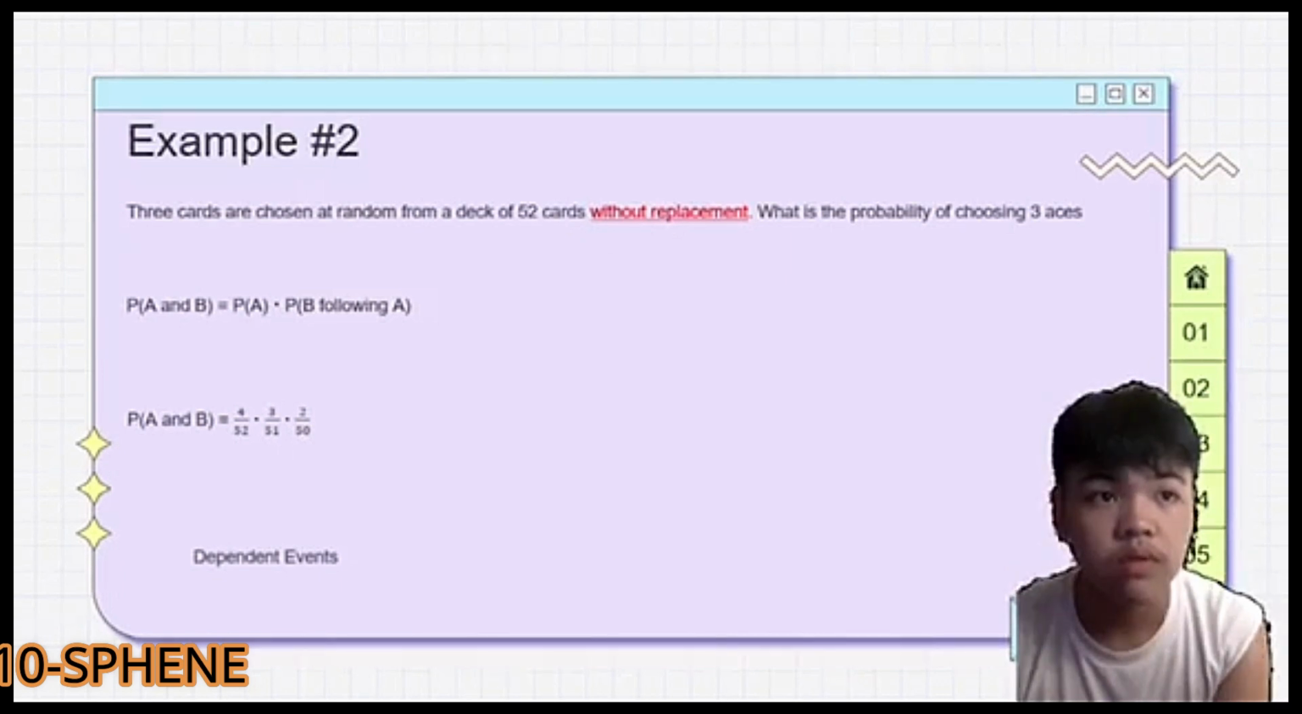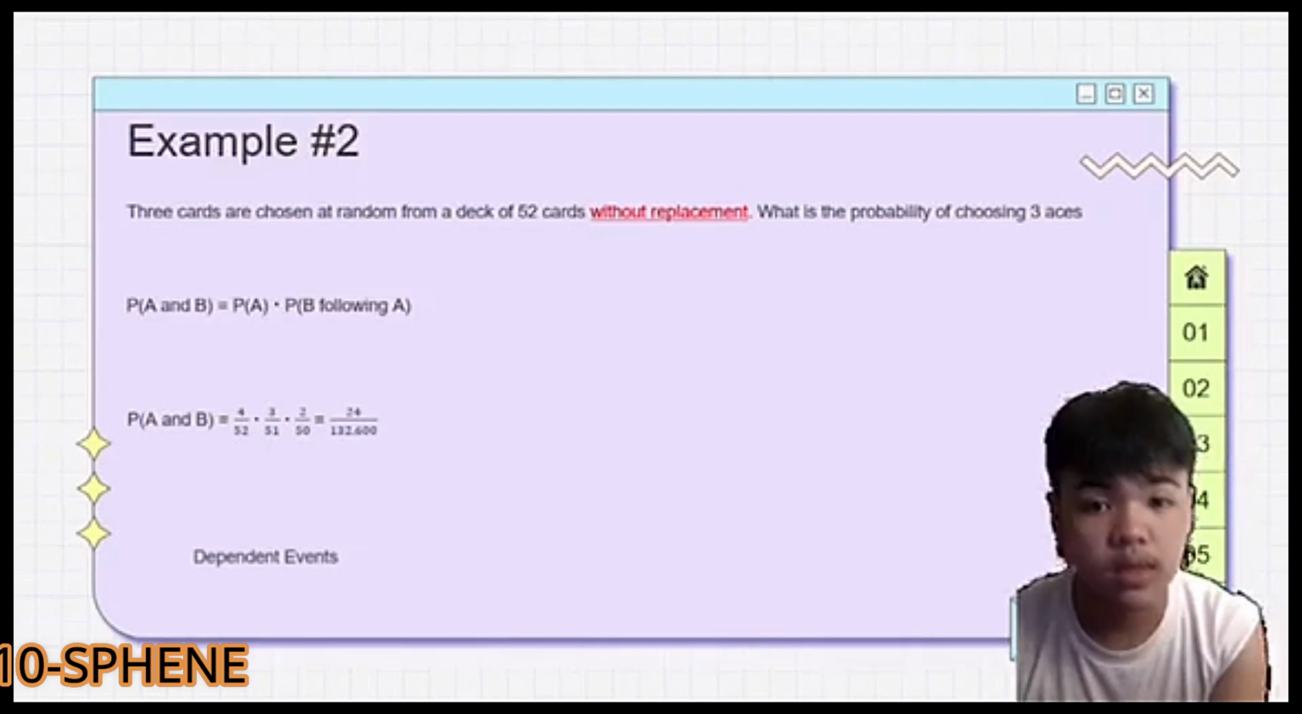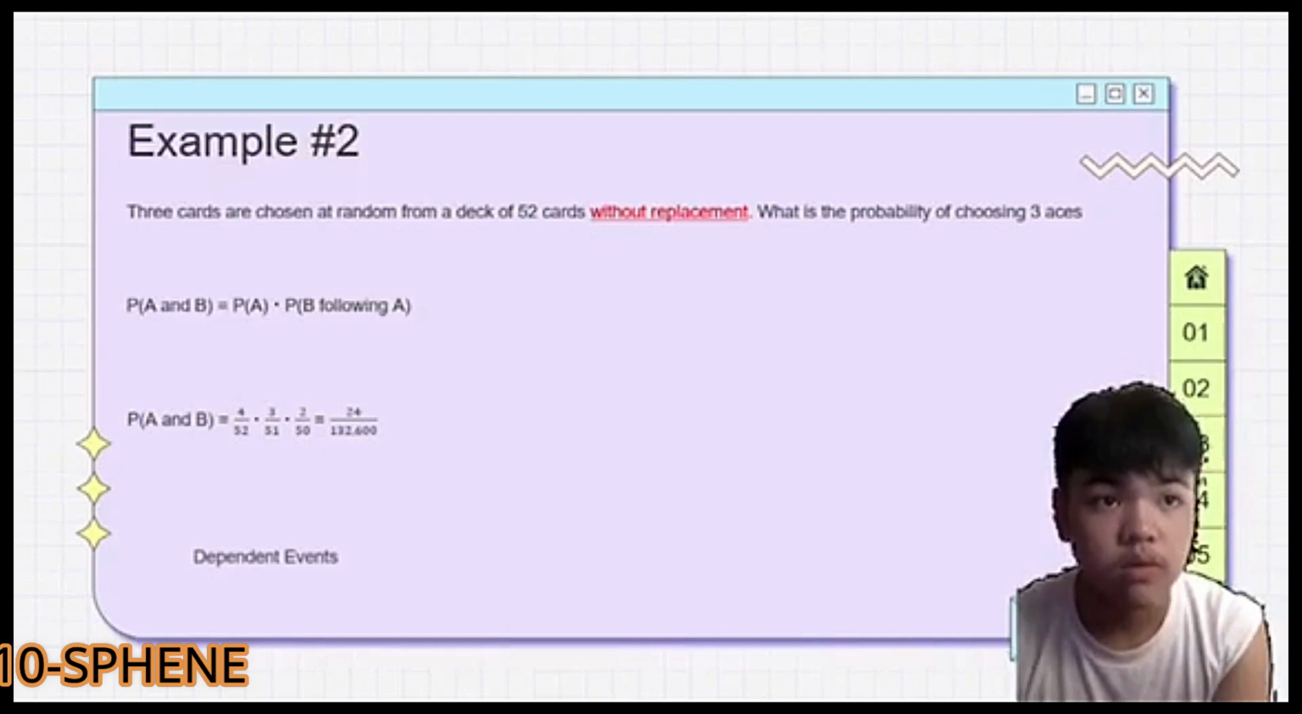So, 4 over 52 times 3 over 51 times 2 over 50 is equal to 24 over 132,600. So, pwede pa rin natin siyang i-simplify. So, it is equal to 1 over 5,525.